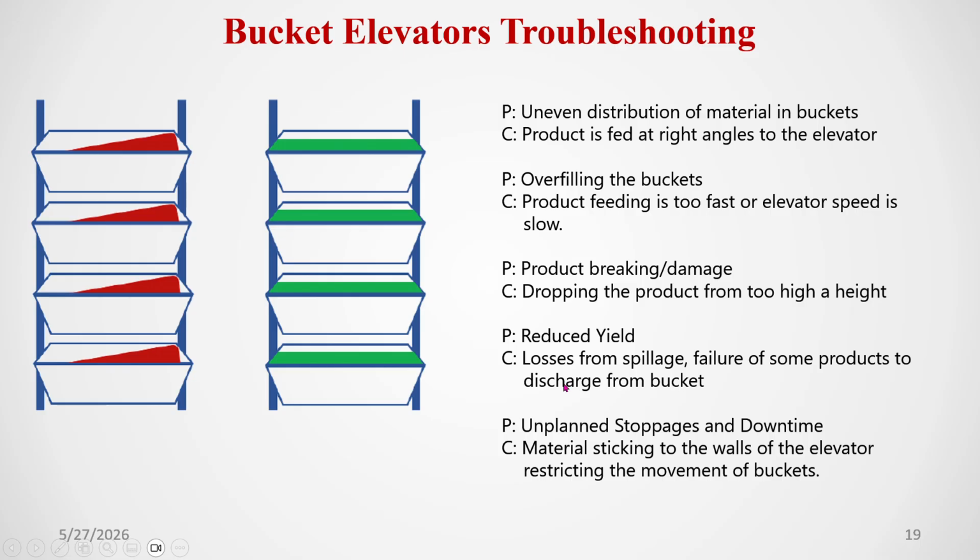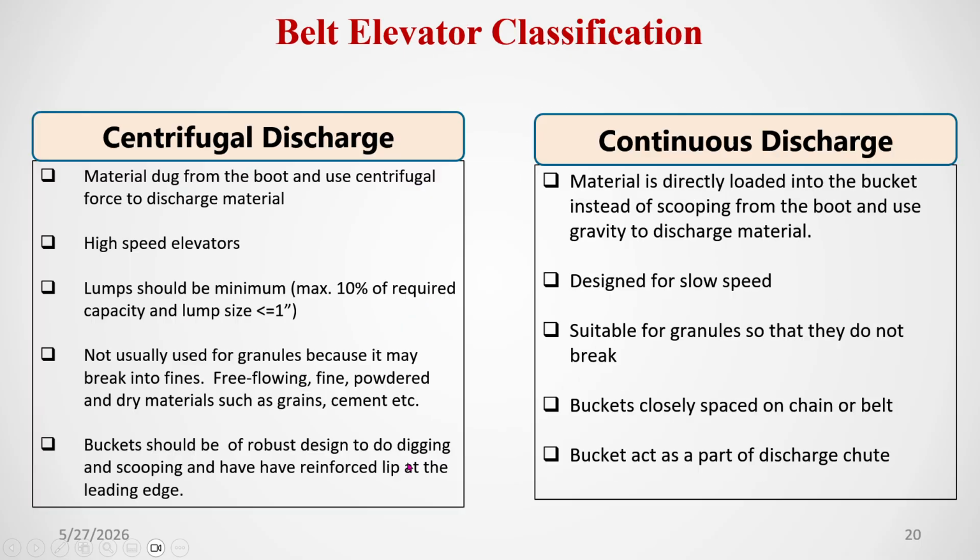There are losses and reduced yield, because of spillage and failure of some product to discharge from the bucket, and due to an unplanned stoppage and downtime. The bucket can fall down, so unplanned stoppage and downtime increase. With sticky material, it can stick on the bucket, so your flow will come down. The bucket can fall down, particularly for the bucket type conveyor.